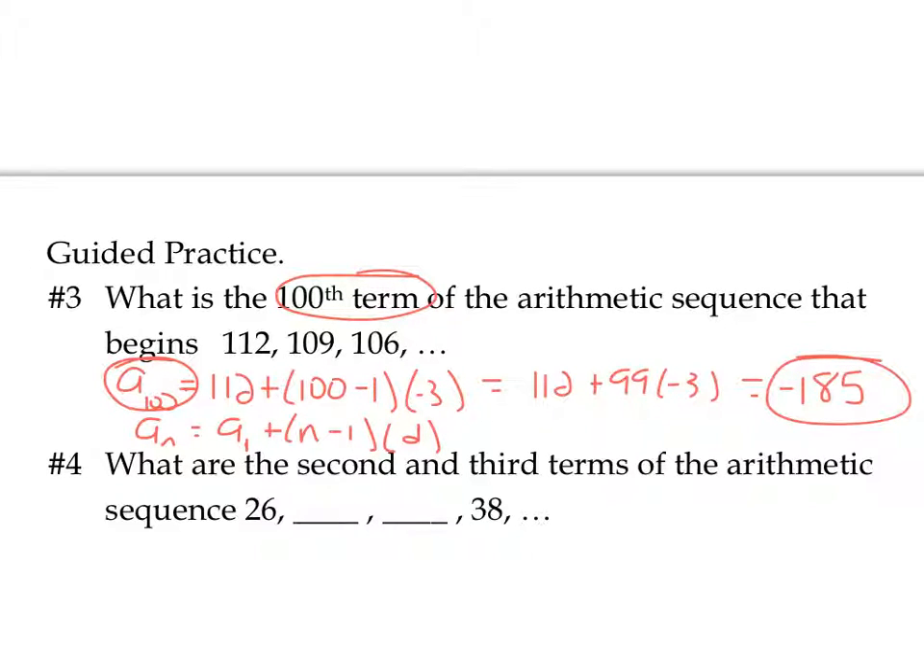We can find any number term in the sequence. I didn't have to go and find term 99, which would require me to find term 98. Again, you don't have to subtract 3 over and over 100 times. To find that 100th term, there's a way we can do that.